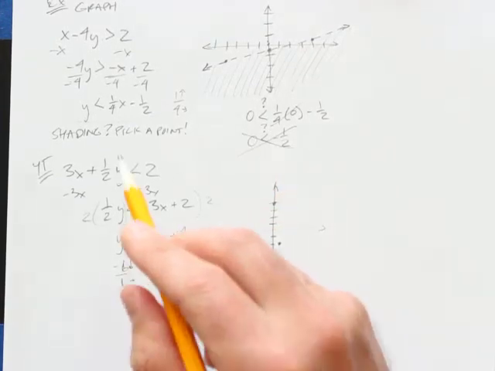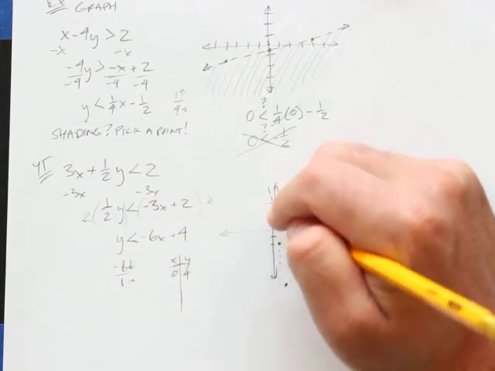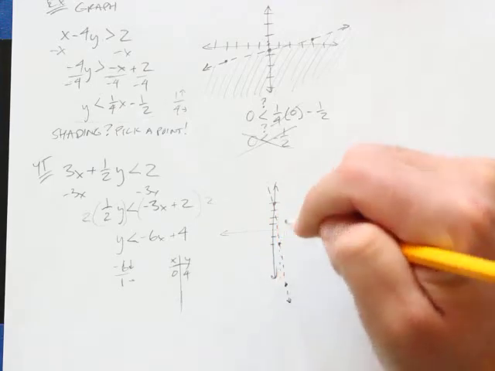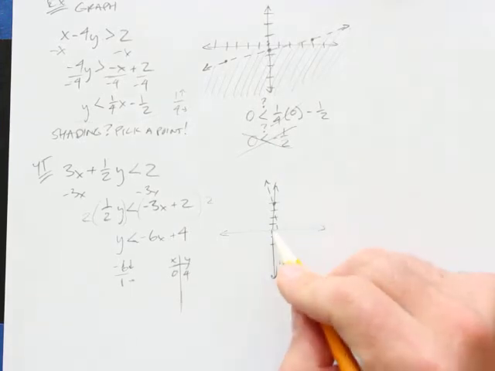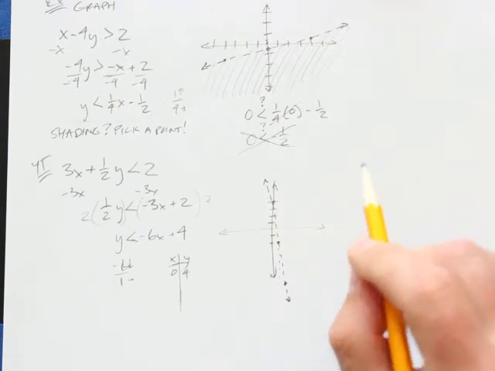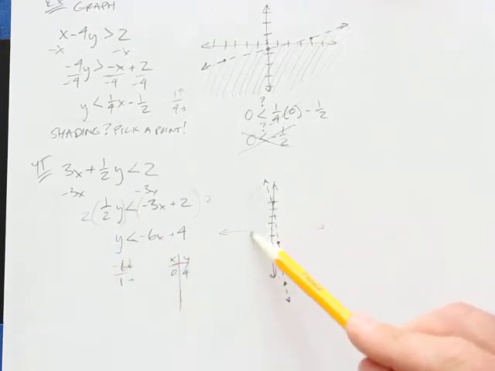This, again, I need to check. This is not or equals to, just like the last one. So that means my line is going to be dotted because this line is not included in my set of solutions. Now I can pick a point and see if it makes sense. Or I can say y is less than, and so I know that I shade over here.